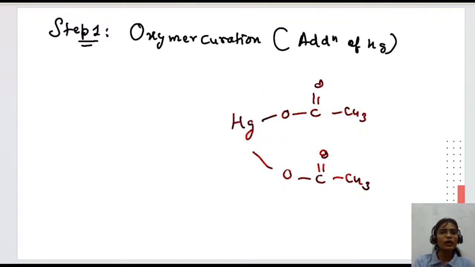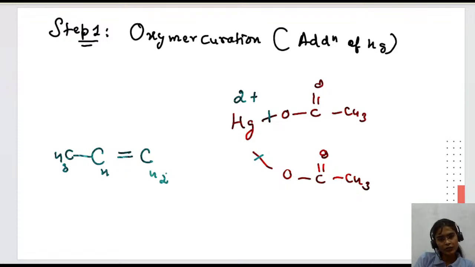In short, this Hg achieves a two positive charge. It means that because of this, Hg is now a two-positively-charged ion. This is partial positive, you can simply say. So what is really happening is that you will have a carbon-carbon double bond. Let's write it again: this is CH3, this is CH, and this is CH2. This double bond simply attacks Hg.